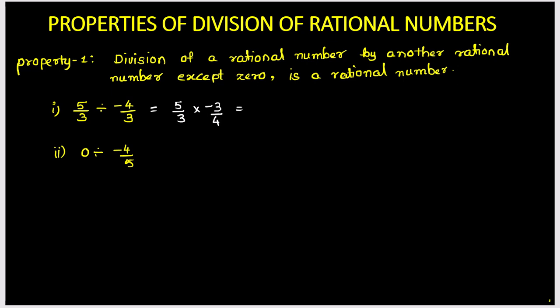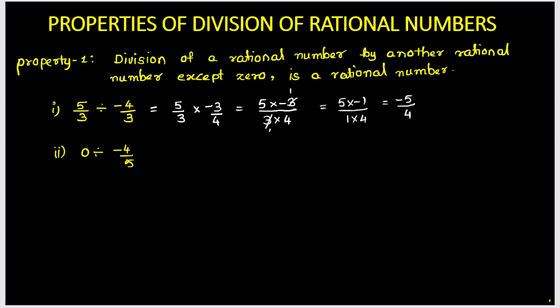That implies we can write the product of 5 and minus 3, that means the product of two numerators upon the product of two denominators. 5 multiplied by minus 3 upon 3 multiplied by 4. Now you can observe here 3 and 3 both are divisible by 3. 3 ones are 3, 3 ones are 3. Ultimately you get 5 into minus 1 upon 1 into 4. So the result you will get is 5 into minus 1 is minus 5, divided by 1 into 4 is 4.